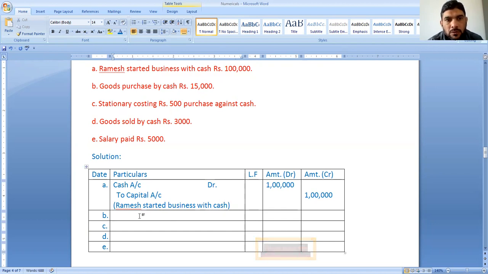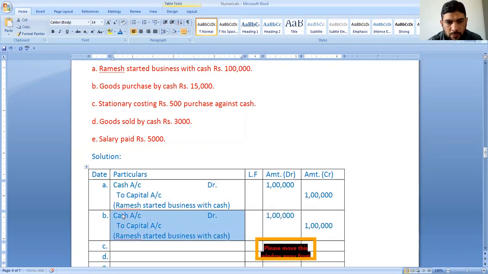Next transaction is goods purchased by cash rupees 15,000. That means goods have been purchased in the business and 15,000 has been paid in respect of goods purchase. So it means that cash has gone from the business and goods have arrived in the business. That means the purchase account debit and cash has gone. So cash account will be credited.